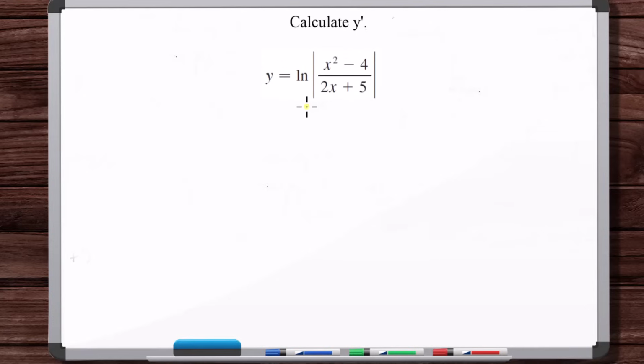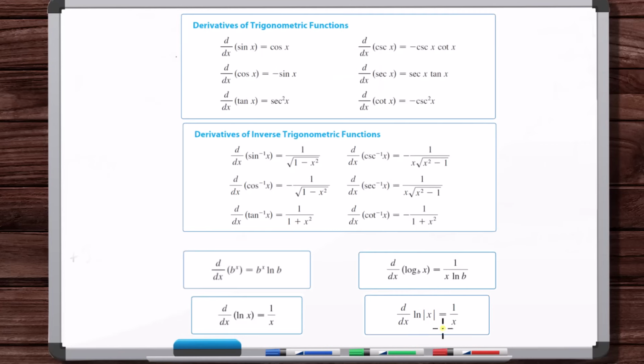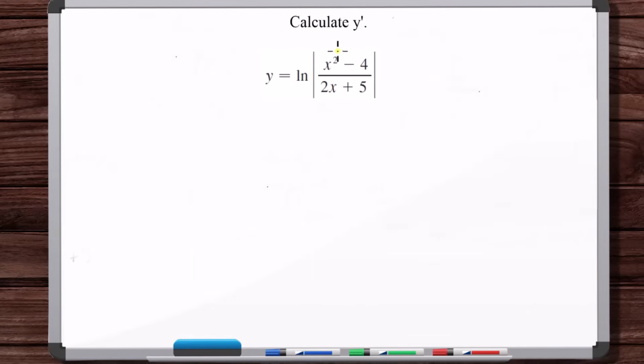Okay, chain rule. What is the derivative of the natural log of the absolute value of something? That's just 1 over that something. We can just get rid of the absolute value, just remove it. So 1 over this is just the reciprocal of this fraction. So we put x squared minus 4, and then... So this is the derivative of the natural log of the absolute value of this something times the derivative of that something.